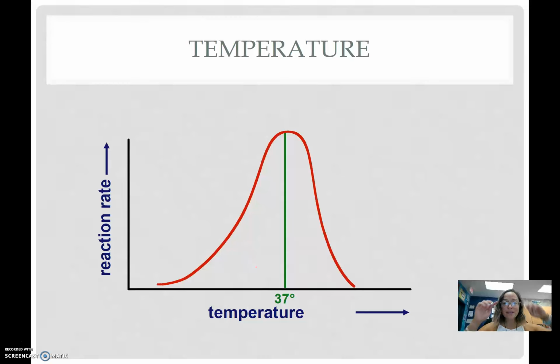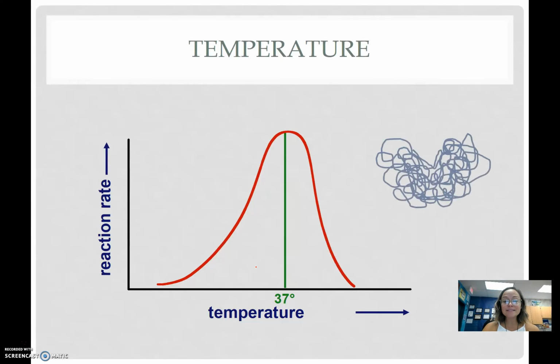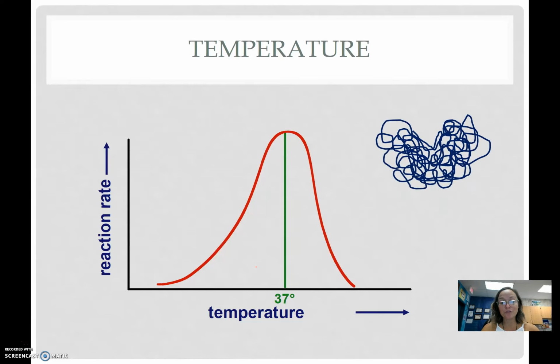Okay, so here we have temperature. Temperature also influences enzyme function. You can see in this graph, if we look at what the optimal temperature is for this enzyme, it's 37 degrees Celsius. Our body temperature is 37 degrees Celsius. It could be an inference that this is an enzyme that functions inside of humans.